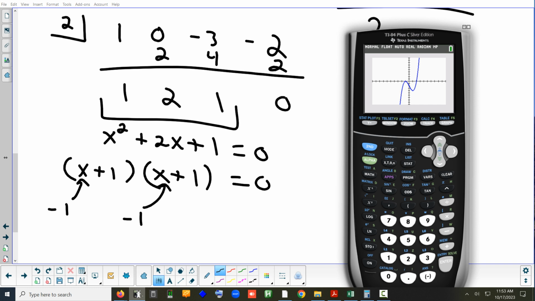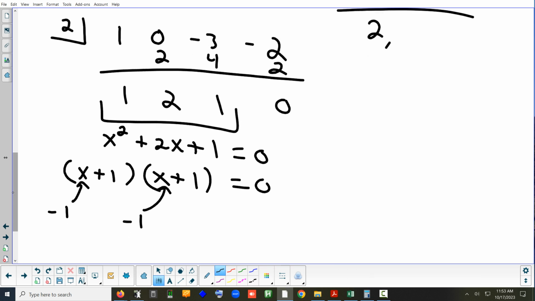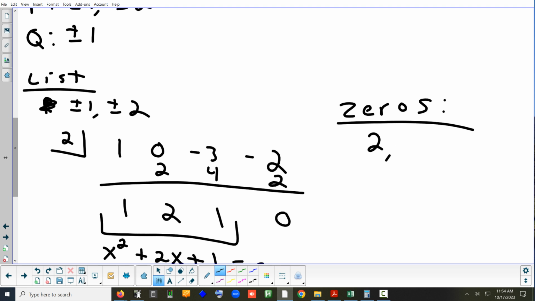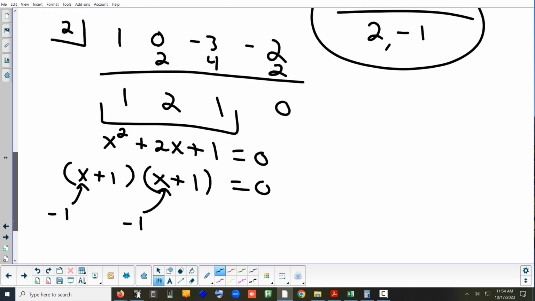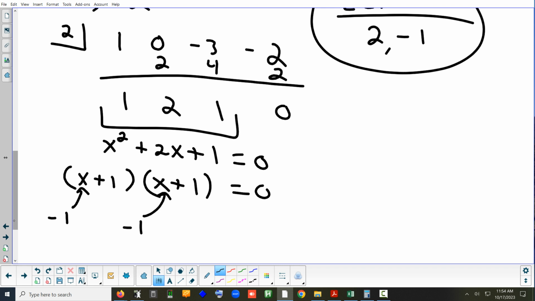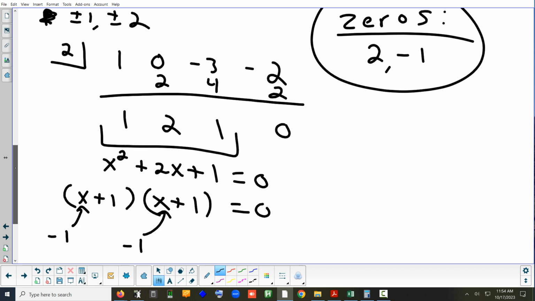A lot of times when you see a graph go up, touch the axis and bounce away, you're going to get that answer repeated twice. When we write the roots, you don't have to write this answer twice. All you have to write is this: 2 and -1 are the zeros. -1 is repeated twice, but you don't have to tell me. Any question on that one?